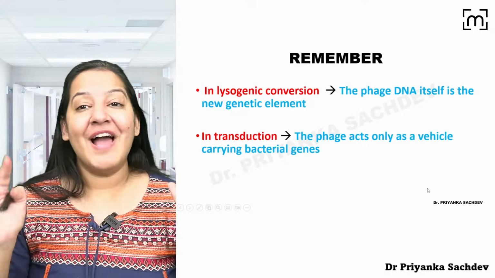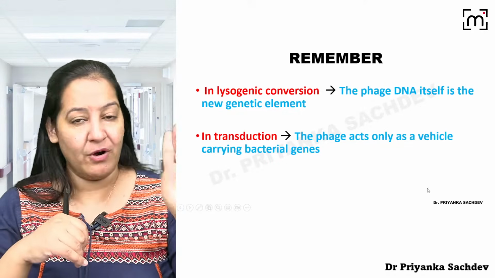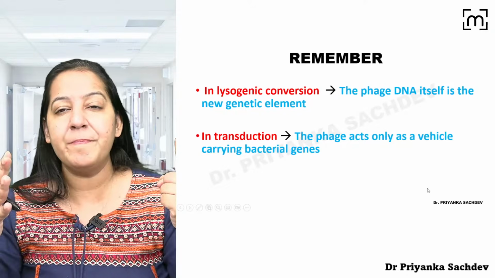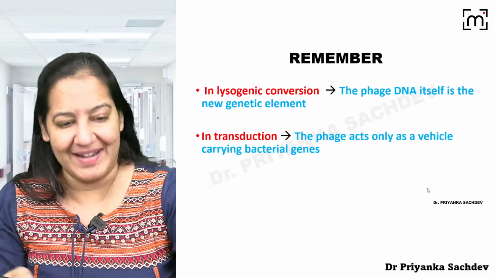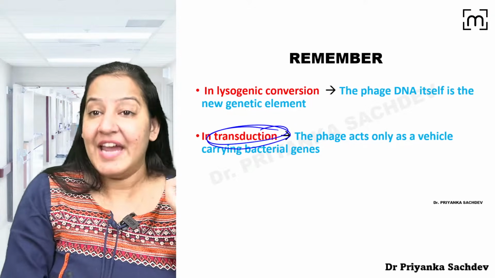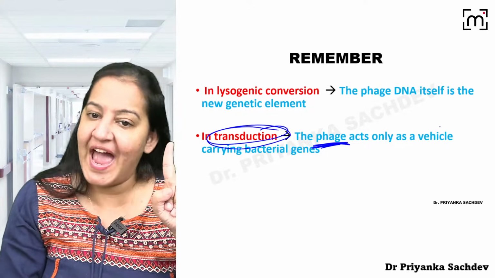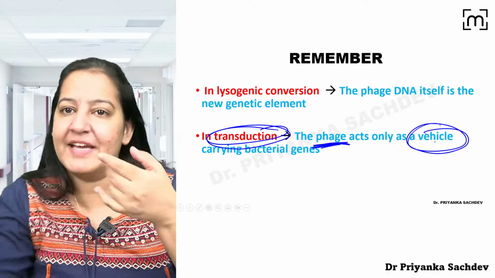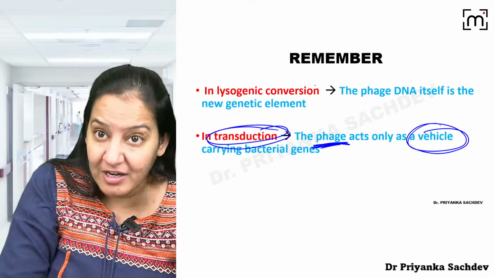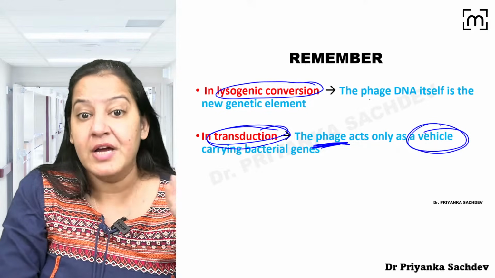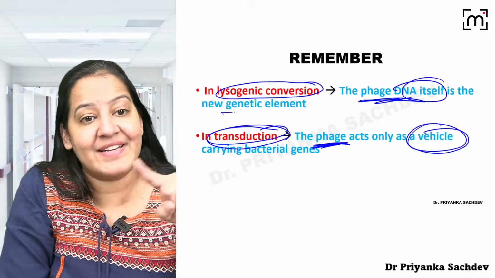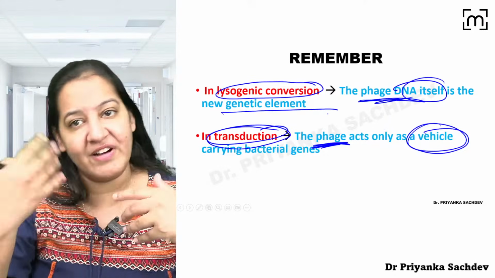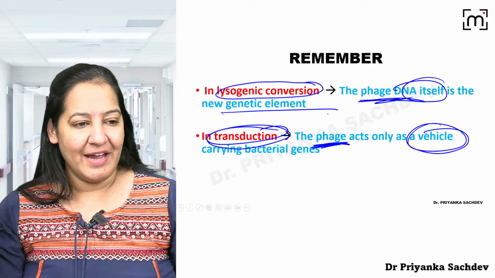You got it? So what we have learned till now, we have learned three methods. What was the first one? Transformation, in which the gene transfer takes place through naked DNA. The second one is transduction, in which the bacteriophage acts only as a vehicle, a delivery boy, taking the DNA from one bacteria and releasing it to another bacteria. That's it. But the third one is lysogenic conversion, in which the phage DNA itself acts as a genetic element for the bacteria. They are integrating the two genetic elements. One is bacterial, one is viral. Give me a thumbs up. Come on. Can we go ahead?